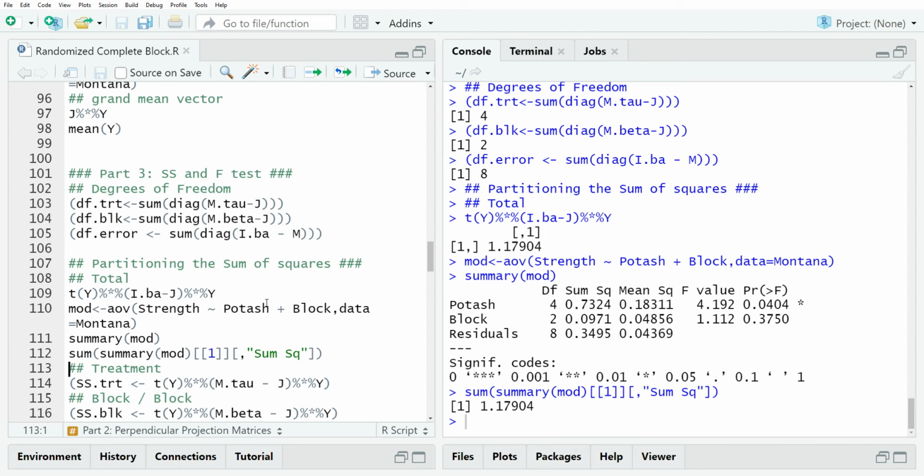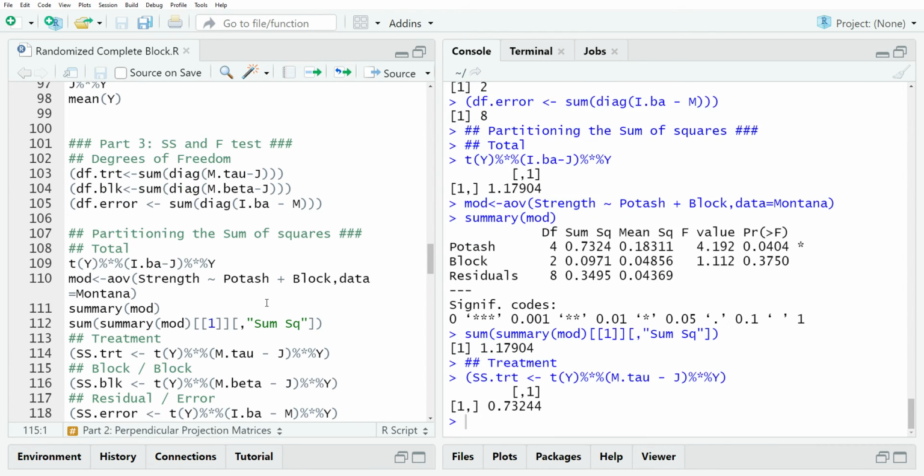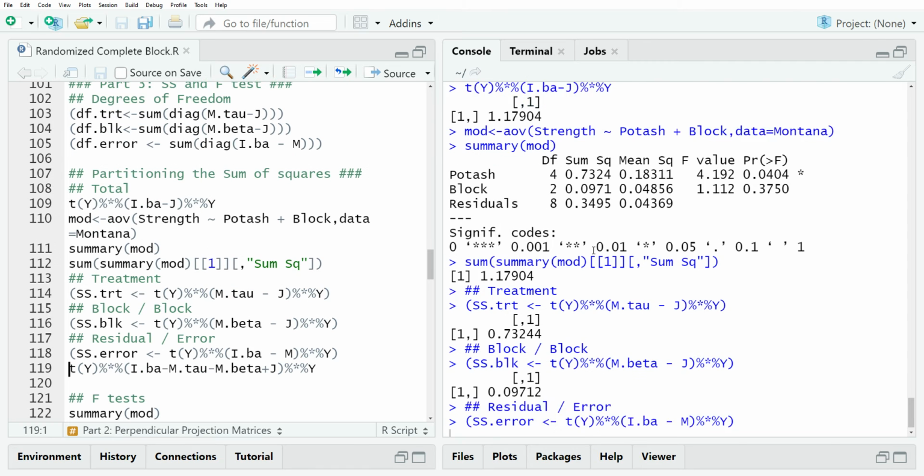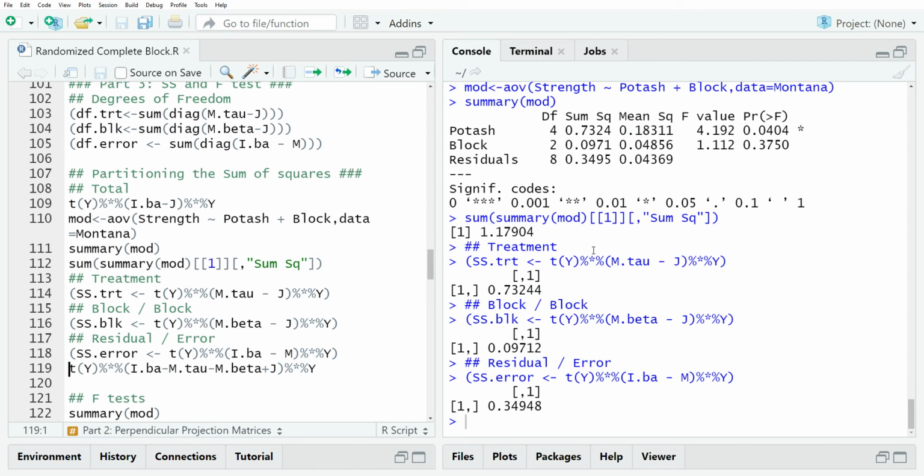It does equal the total sum of squares that I got before. Now the treatment sum of squares is Y transpose M tau minus J Y, and notice that 0.73244 equals the sum of squares for treatment, which is potash. The block is the same, 0.0971. The sum of squares error is the same, 0.3495.